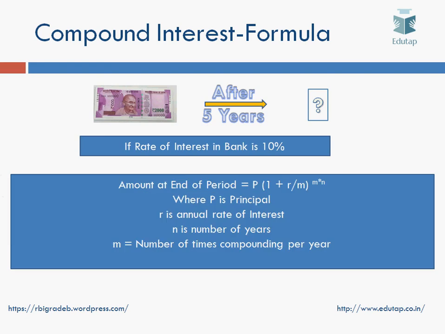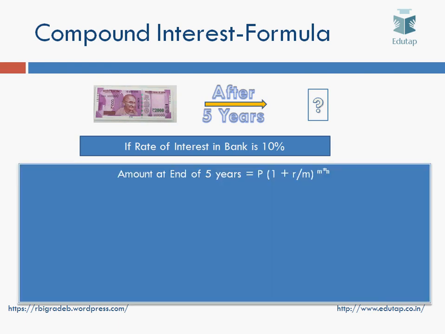Now the formula is that the amount at the end of the period would be P into (1 plus R by M) raised to the power M into N. Here P is the initial principal, R is the annual rate of interest. In a previous example it was 10%. N is the number of years, that is, after how many years you want to calculate the amount. M is the number of times compounding is done per year. So for annual compounding M will be equal to 1, for semi-annual compounding M will be equal to 2.